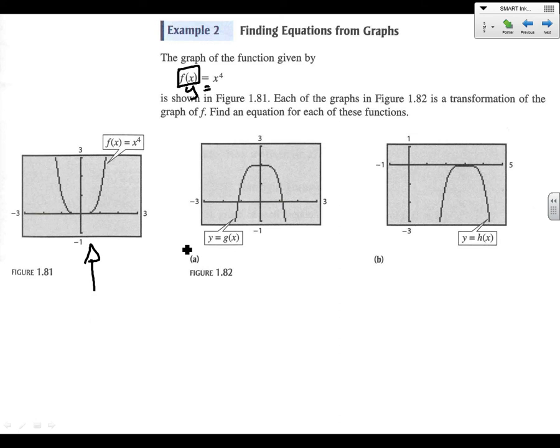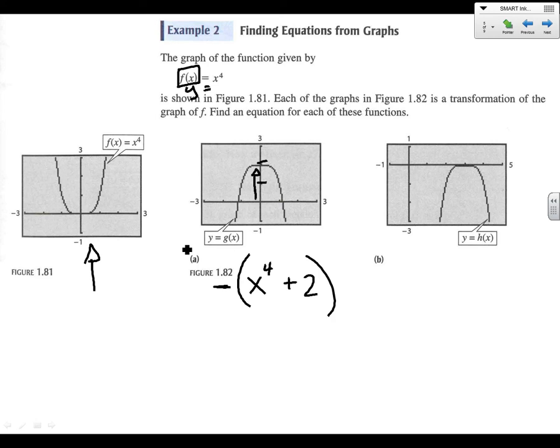All right, so let's take a look at some transformations. All right, so we want to find an equation for each of these functions. All right, so let's start with g of x. So first things first, I'm going to look at this. We are shifted up by 2. Right, 1, 2. We got shifted up. So we know that this is x to the 4th plus 2. We're shifted up by 2. And then we're flipped vertically. We're flipped upside down. All right? So we want this negative to affect everything, not just the x.